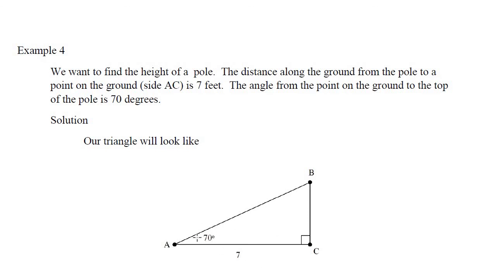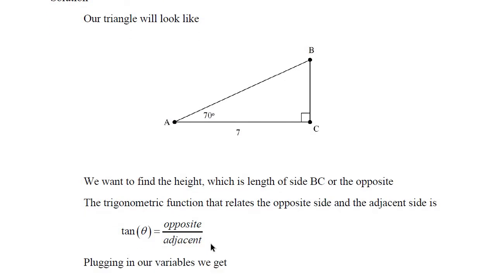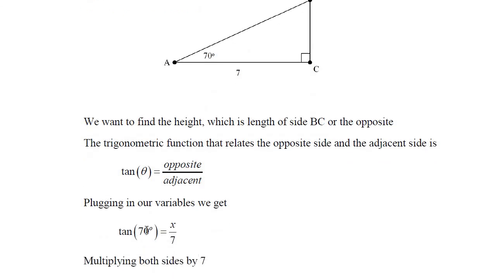So looking at my numbers, I've got this angle of 70 degrees, I have the adjacent, and they want me to find the opposite. So the trig function that relates the opposite and the adjacent is going to be my tangent function. So tangent of that angle is equal to opposite over the adjacent. If I plug my numbers in, this gives me that tangent of 70 degrees is equal to my opposite, which is not known, so that's an x, divided by my adjacent, which is 7.